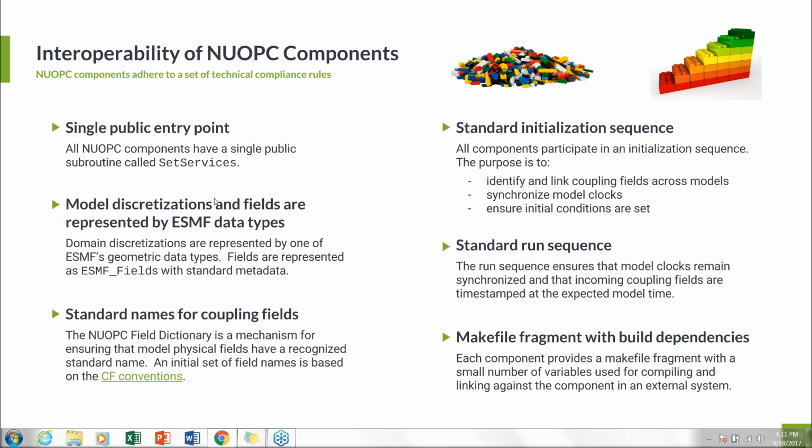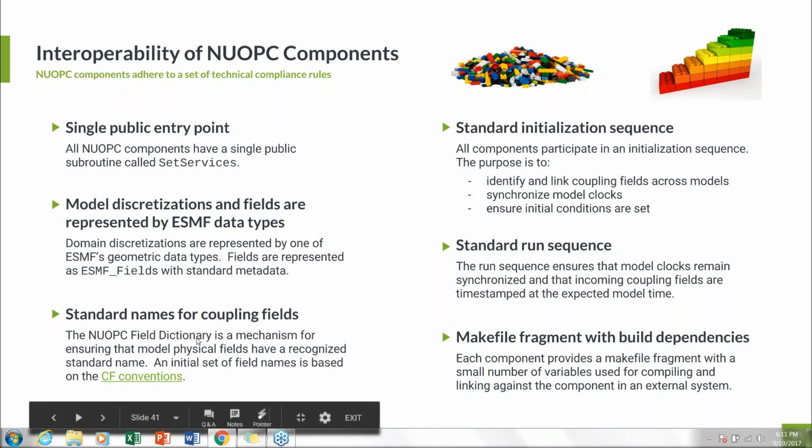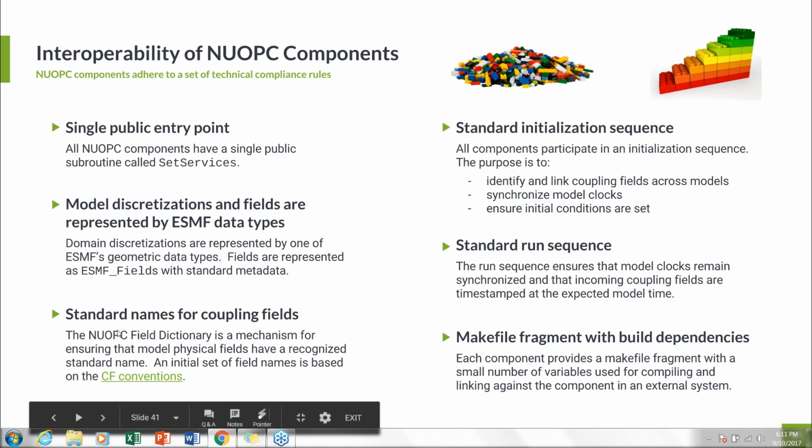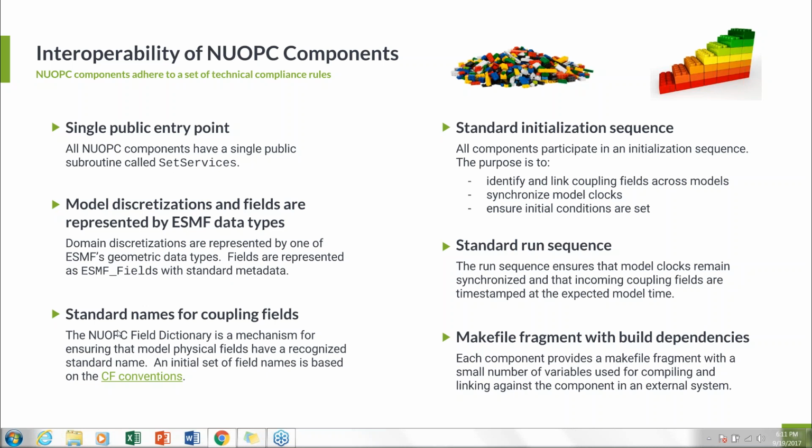NUOPC uses only the ESMF distributed data types. There's a field dictionary that's provided with NUOPC. And the way the coupling exchanges are set up is by matching standard names. So for each of the physical fields in your code, you'll need to provide a standard name for it. A component on the other side that needs to receive that field will also provide the same standard name, and NUOPC will automatically set up the connections.